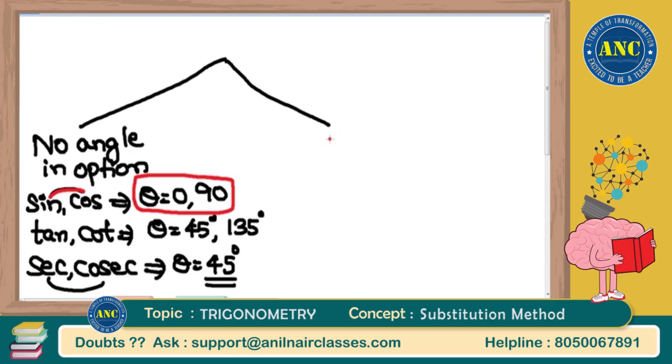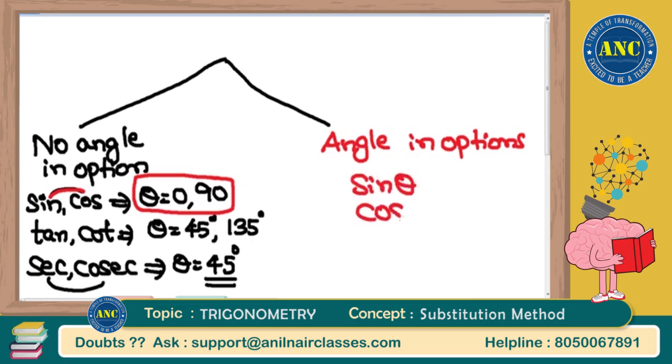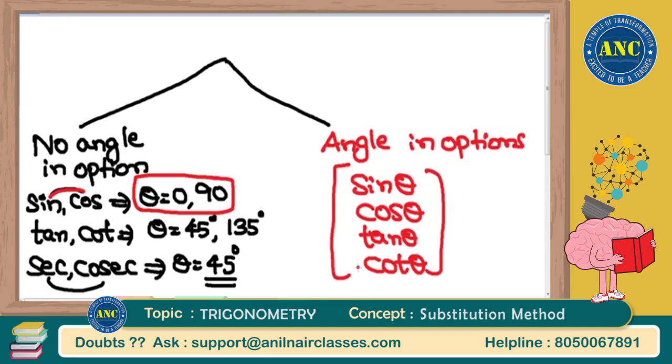But if you have angles in your answer options, it can be something like sin theta, cos theta, tan theta, cot theta. Any of these can be the answer options. Angles present in the answer options is one variety. Angles not at all present in the answer options is another variety. We already solved multiple questions where angles are present, and some where angles are not present also. We have already discussed these two varieties.